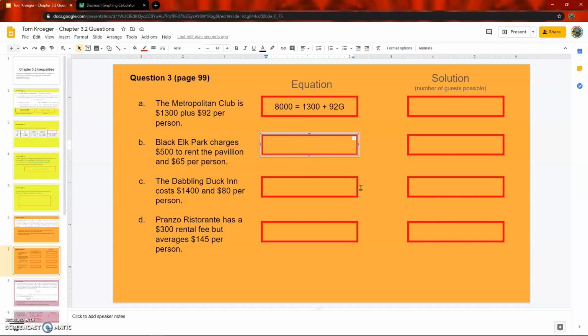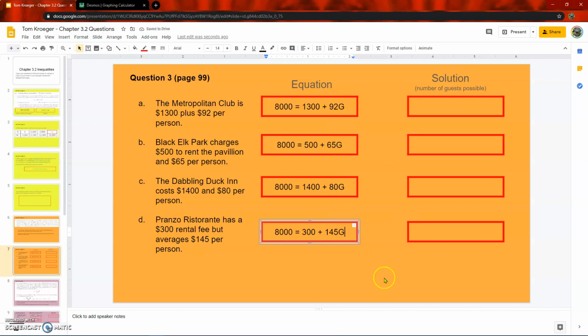Black Elk Park, same thing. $8,000 is equal to $500 for the rental plus $65 per guest. The Dabbling Duck, again, $1,400 to rent the place, plus $80 per guest. And Pranzo Ristorante, again, $8,000 is equal to $300 rental fee. That's not too bad. Plus $145 per guest.